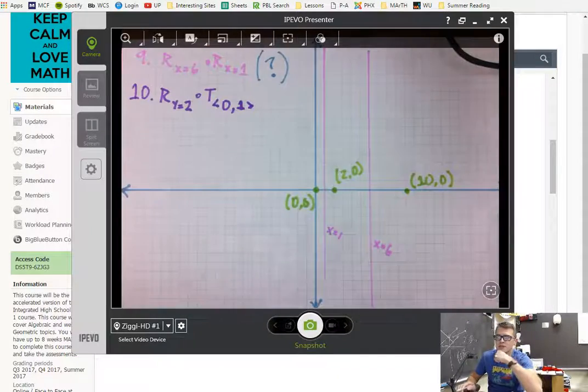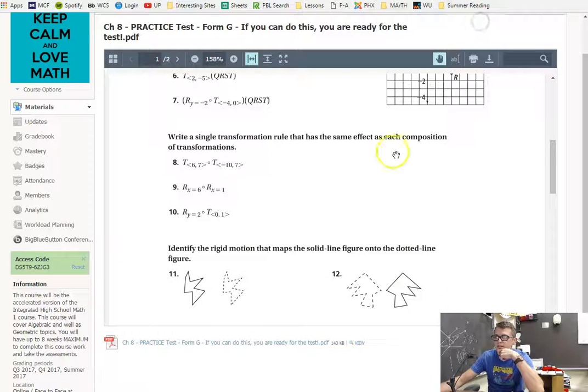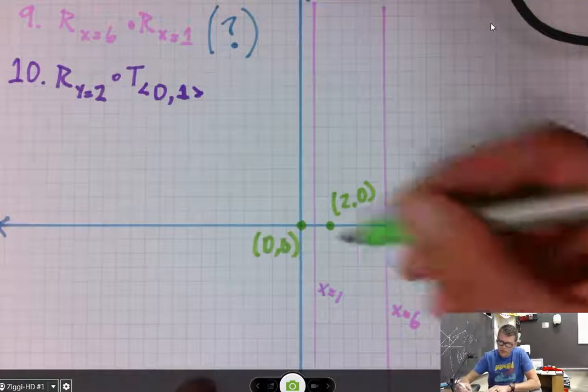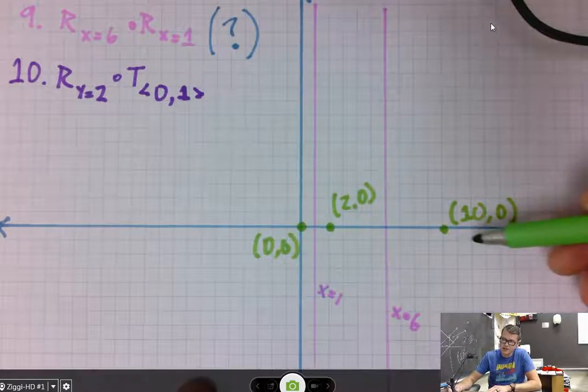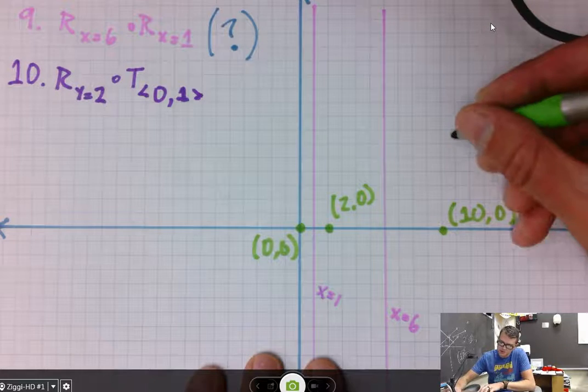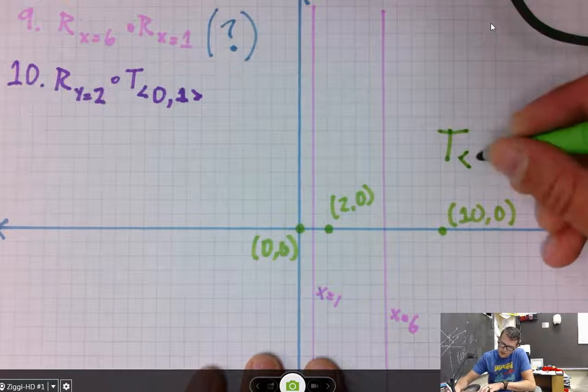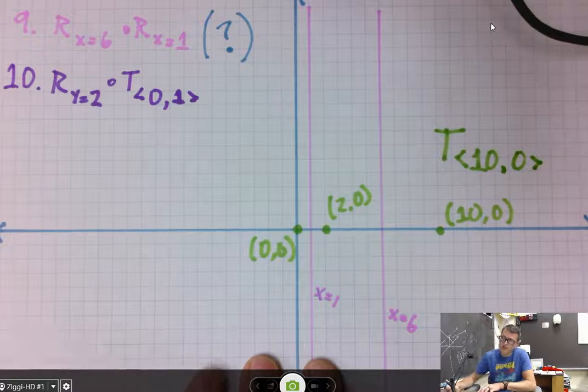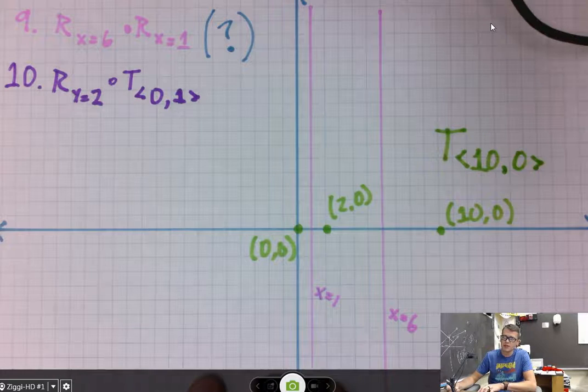The test specifically asked for a single transformation rule. So it does not have to be a translation or a reflection specifically. It could be. We want one single rule. So the objective for you now is to write one rule to make that happen. Well, I could just say from 0, 0 to 10, 0, that is a translation. 10 added to the x and 0 added to the y. So that's one option that I could use there.